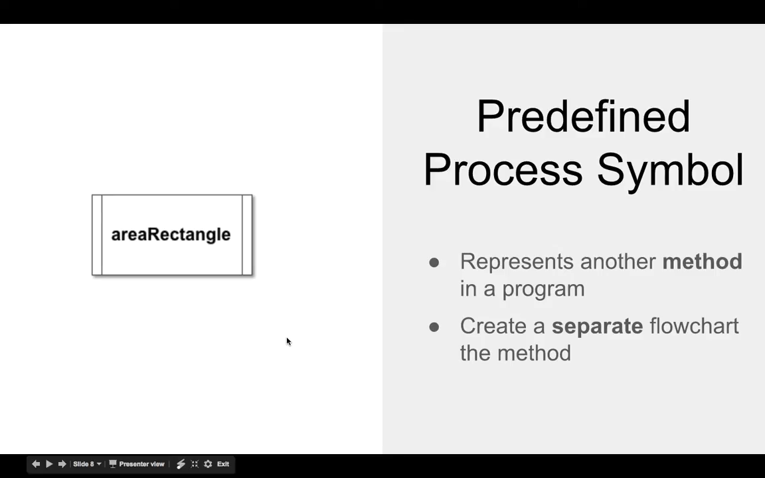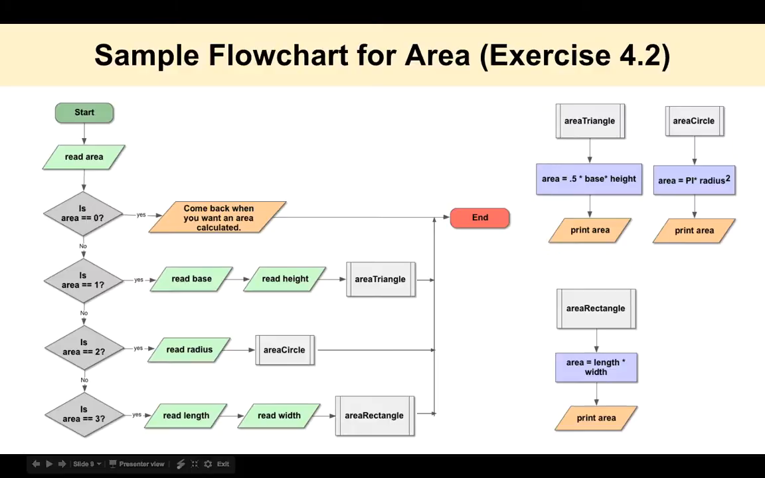And finally, we have these predefined process symbols. And so this shows that there's another method in your program. So you're calling another method when you see this. And then there'd be a separate flowchart for that method. And it's a rectangle, but it's like a rectangle within a rectangle. So you have little stripes on the side.